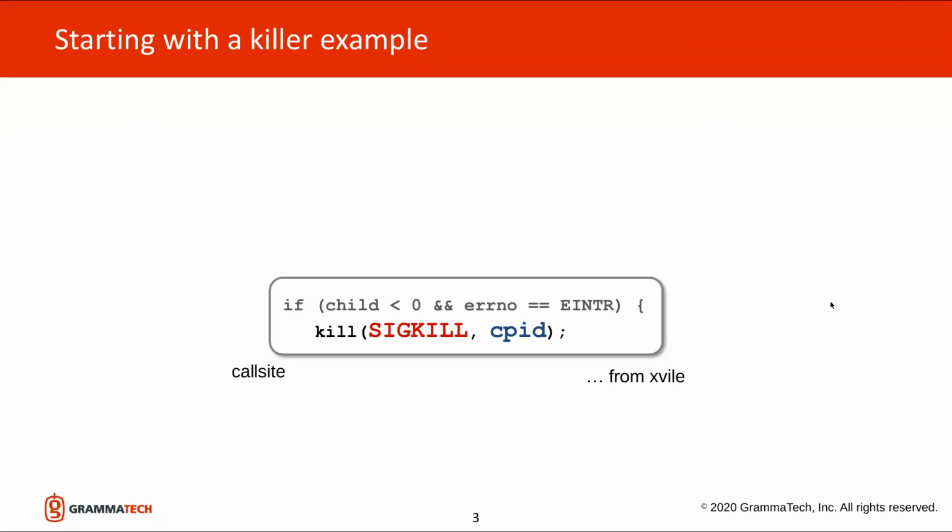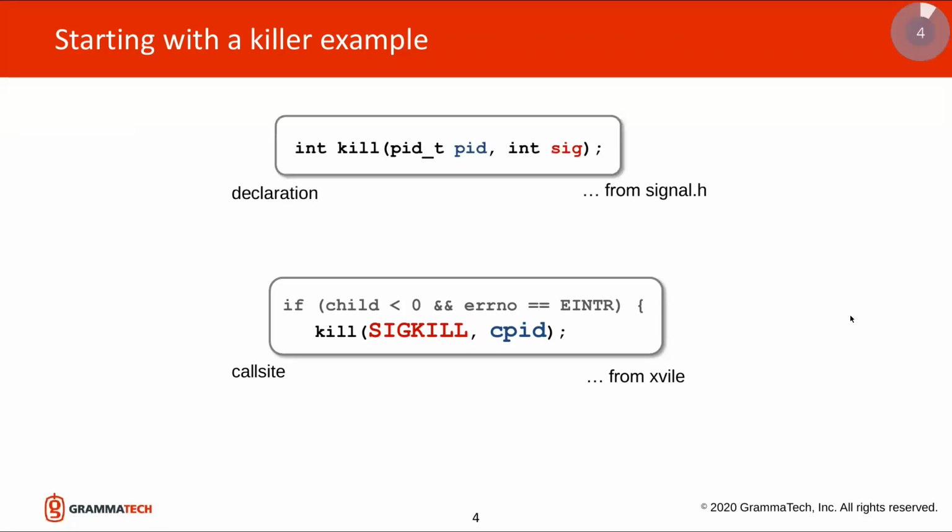If we take a look at the declaration of the kill function in signal.h, it takes the process ID as the first argument and the signal to kill the process with as the second argument. However, in the call site to kill, the developer has mistakenly swapped the order of these arguments, passing the signal first and then the process ID.